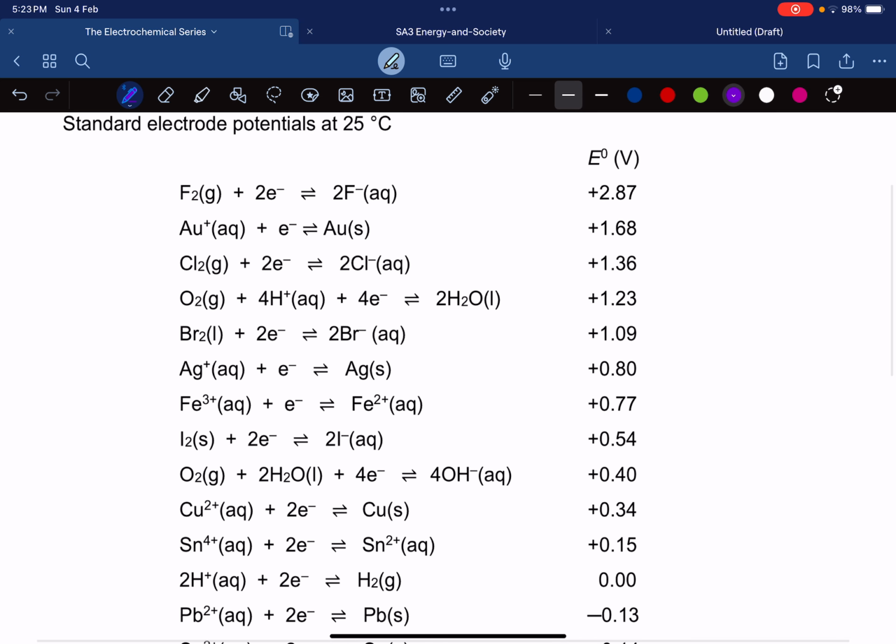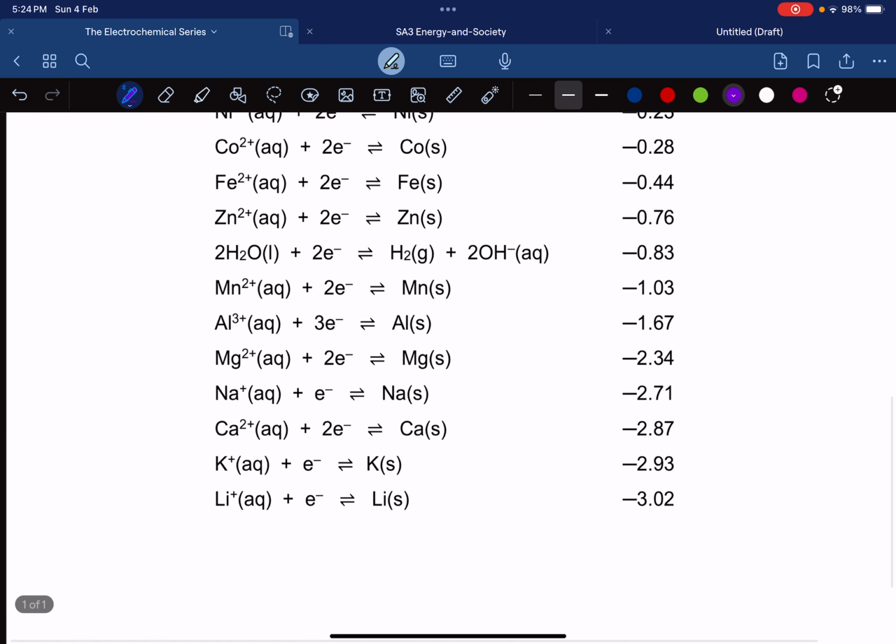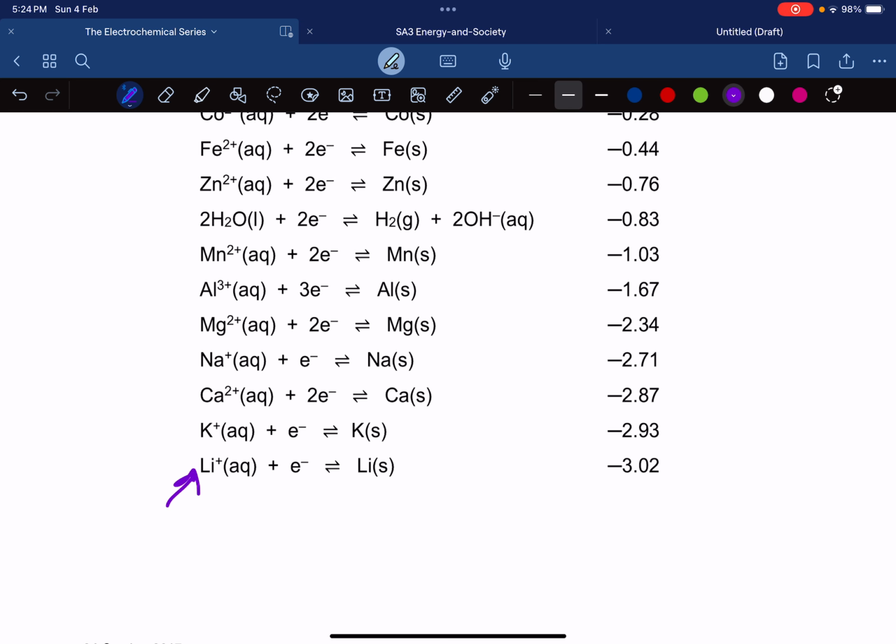So right at the top corner here, this is our strongest oxidant. That means this guy absolutely loves to pick electrons up. Right at the bottom here, look at this guy. This is lithium ion. This is the weakest oxidant, absolutely hates to pick electrons up. But I want you to notice one thing. These arrows are reversible.